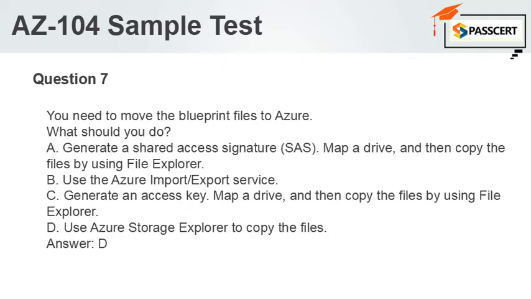Question 7. You need to move the blueprint files to Azure. What should you do? A. Generate a shared access signature (SAS). Map a drive, and then copy the files by using File Explorer. B. Use the Azure Import/Export service. C. Generate an access key. Map a drive, and then copy the files by using File Explorer. D. Use Azure Storage Explorer to copy the files. Answer: D.